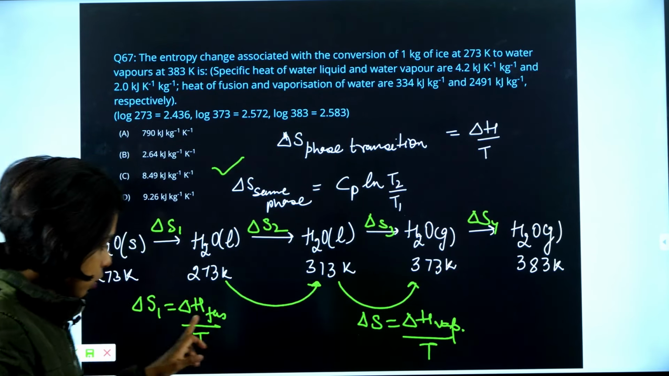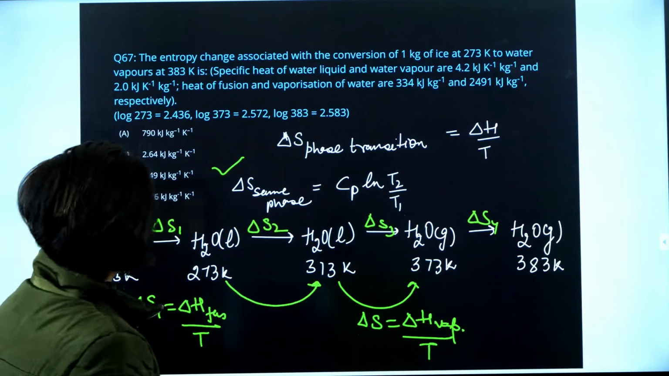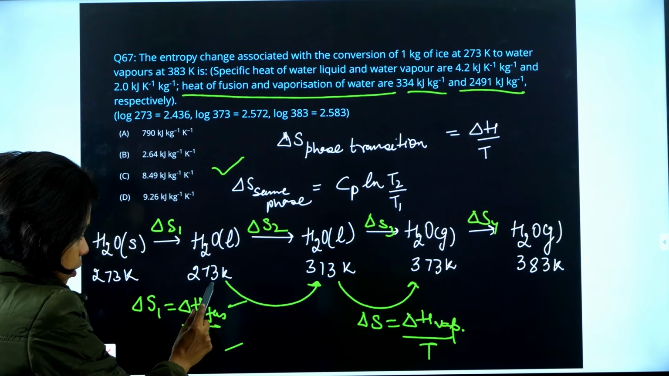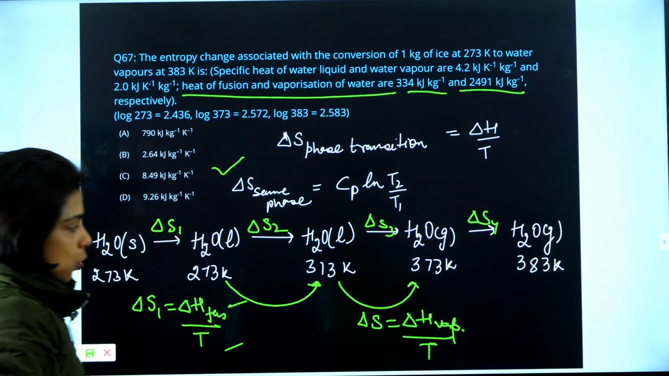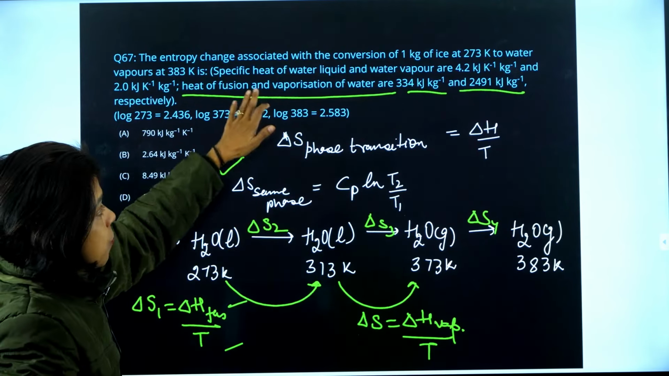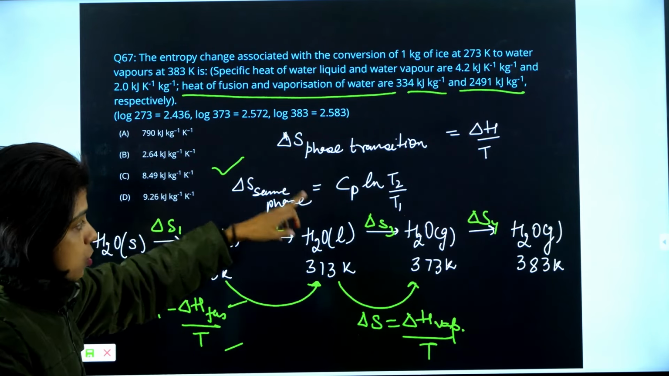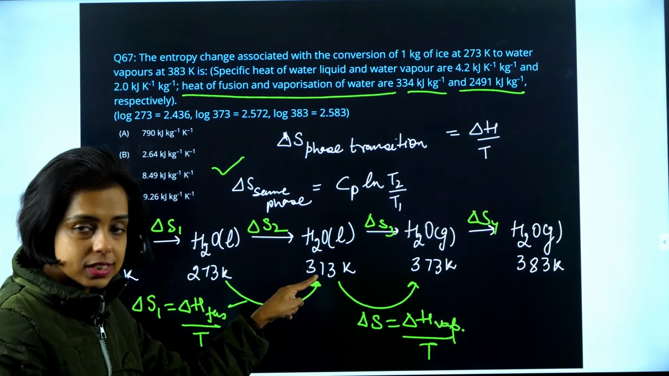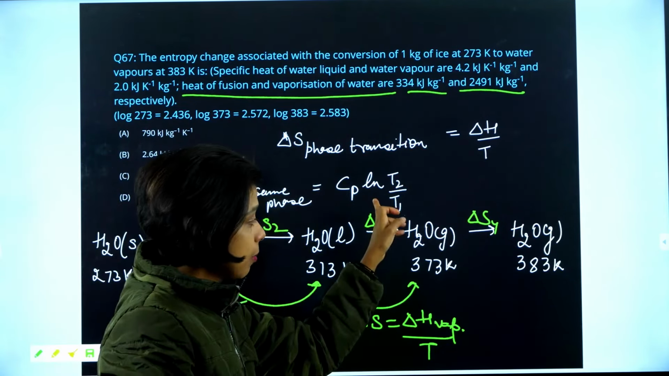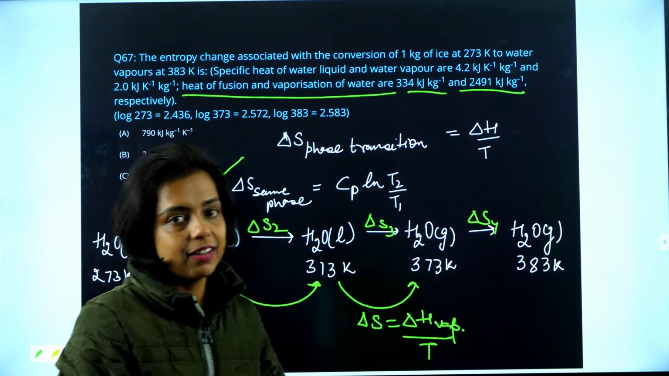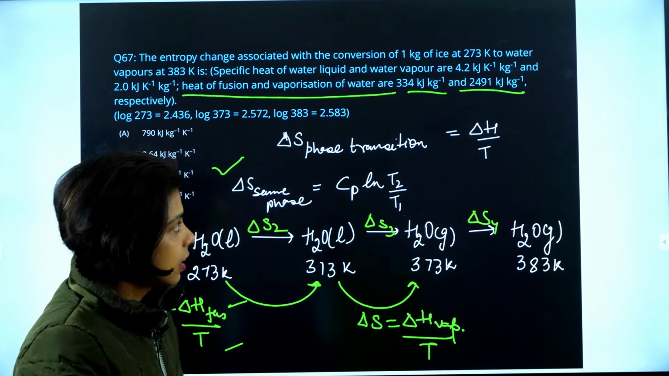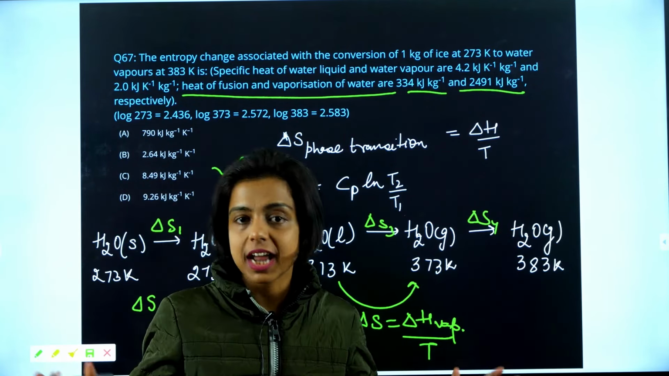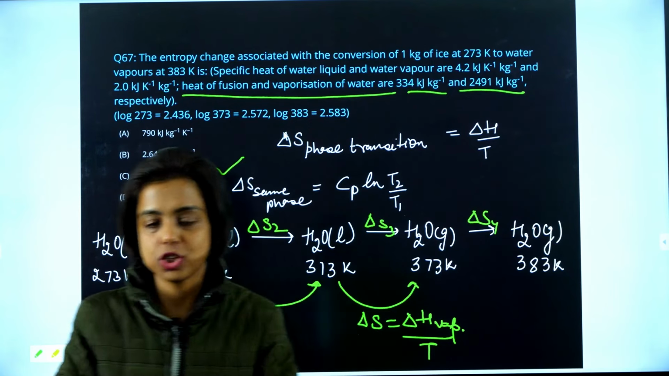So for S1 and S3 you can use the enthalpy values that are given to you. The heat of fusion value is given, the heat of vaporization value is given, the temperature here is 273, the temperature here is 373, and you are also given the specific heat of liquid water and water vapor. So Cp values are also given, T2, T1 are also given. So here T1 is 273, T2 is 373. Here when you use the same formula, Cp ln T2 by T1, you will use T2 as 383 and T1 as 373. So all the values are given, just put the values and calculate delta S for each step, just add them up and you'll get the final overall entropy change in the process.